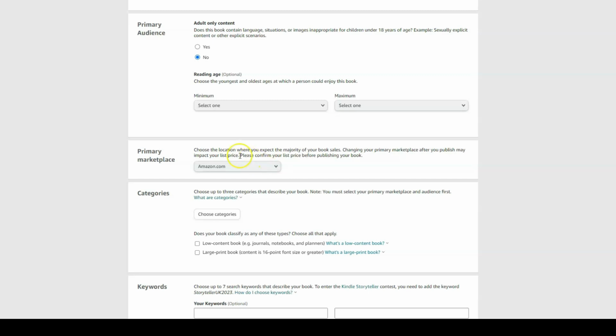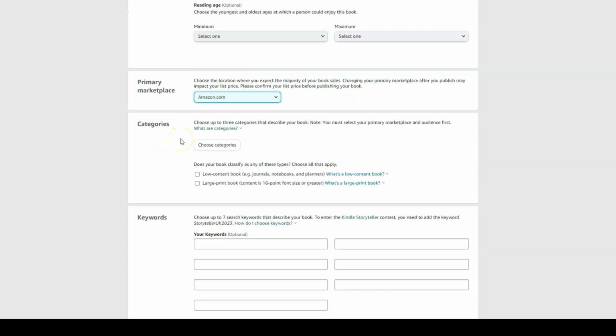So it doesn't really matter that much which one you choose here. This is just important for when you're setting your price. It will calculate the other territories according to the price you set here. So you can click whichever one you want. I just do Amazon.com, and I plan to publish on all marketplaces. So this is quite practical to just go with Amazon.com.